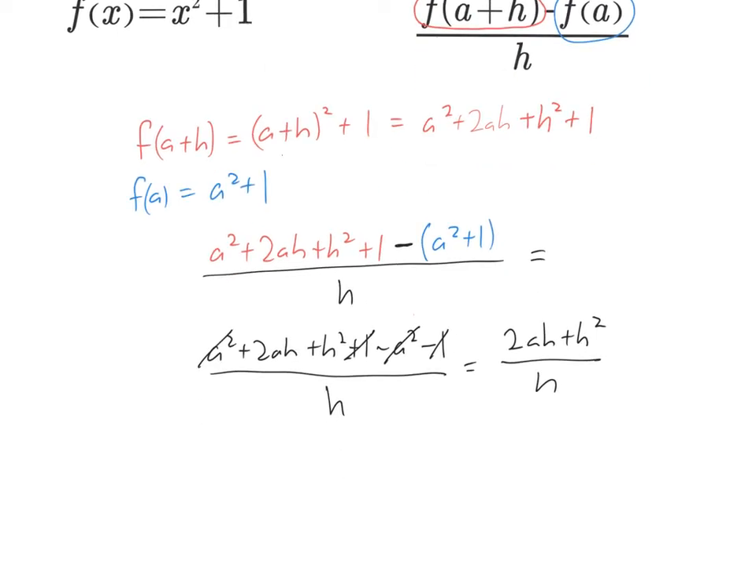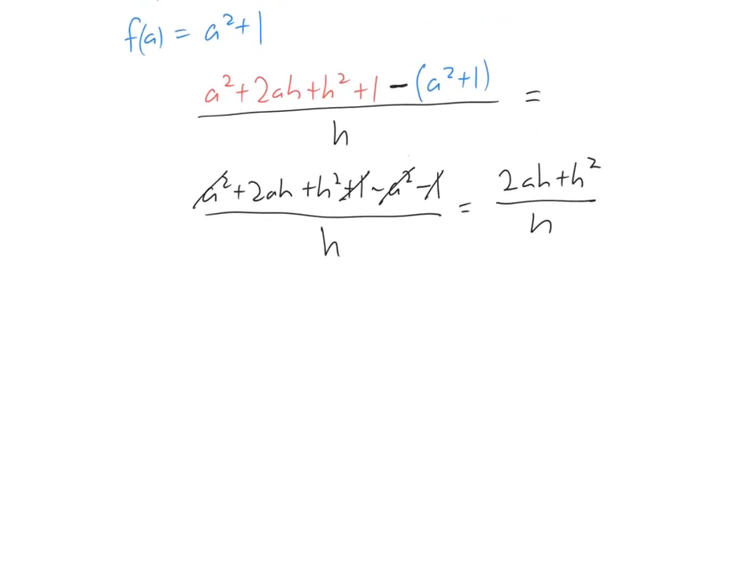Now we're going to be doing something interesting. If you notice, this and this both have h's. So what I'm going to do is I'm going to factor out an h. So I have an h and then 2a plus h all over h. Now, this right here is getting multiplied to this right here. So multiplication and division can reduce. So this is going to reduce with this, which is going to leave 2a plus h, and that is my answer.